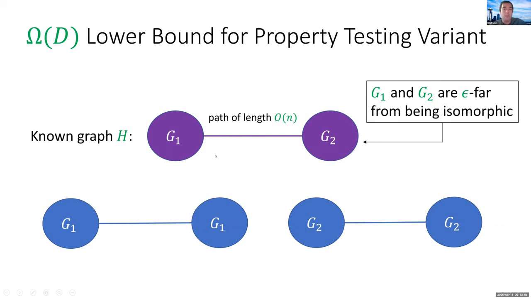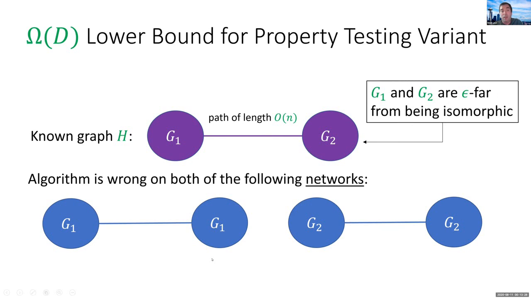So if we assume that the algorithm is correct on a network which is G1, G2, and let's assume, for contradiction, that it uses less than some constant times the diameter rounds, then it should be wrong on both of these networks. Since if it's correct on G1, G2, then from the local view of G1, it should also say yes, everything is okay, and the same holds for here. But obviously, this network is far from being isomorphic to this, and the same thing happens also here.